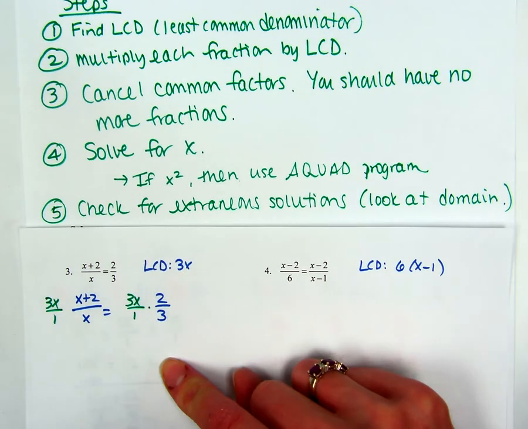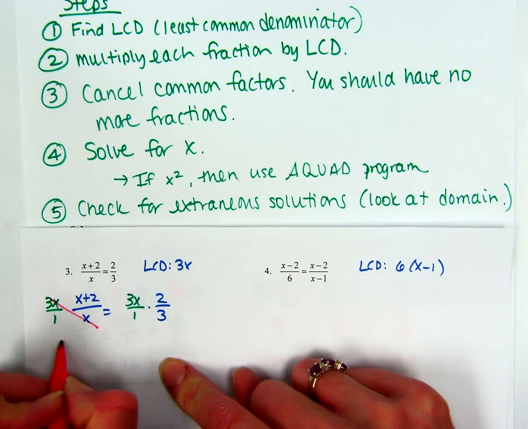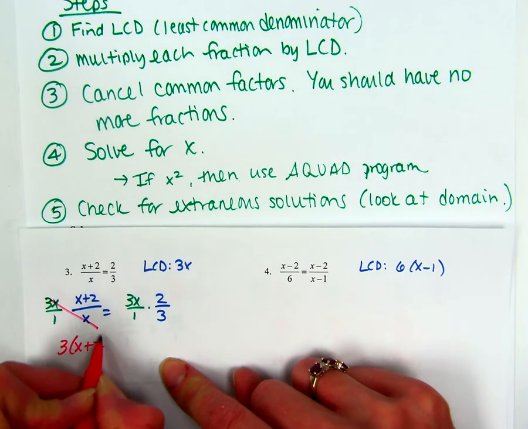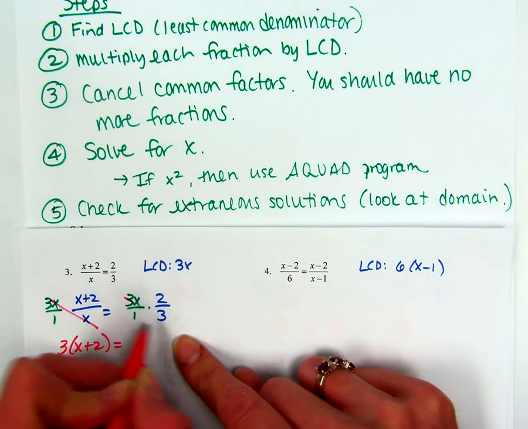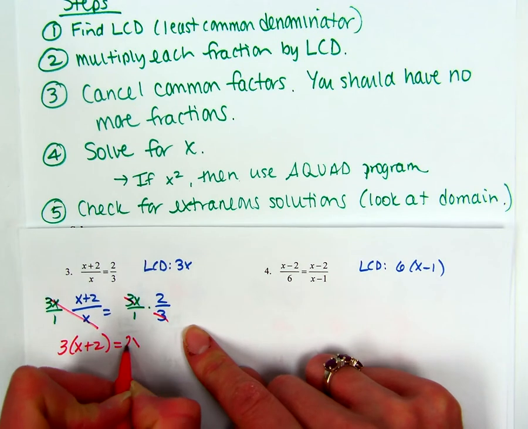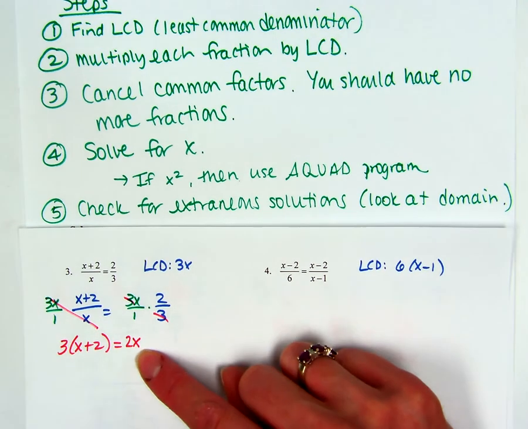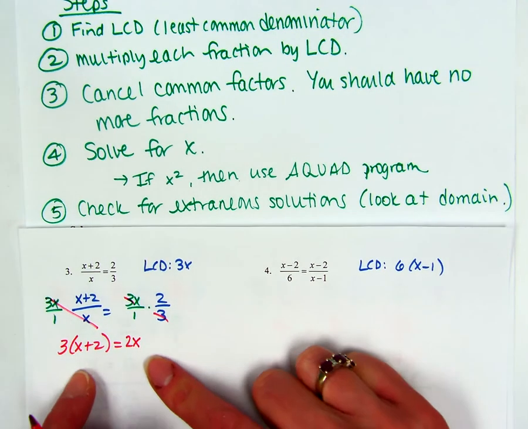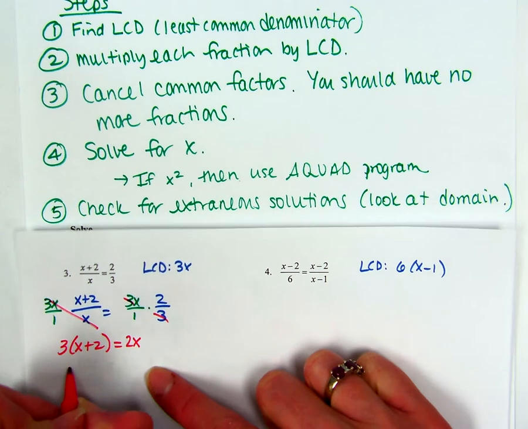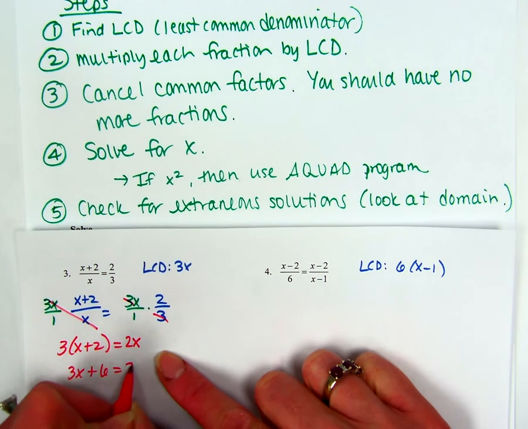All right, and then I'm going to look for common factors. Cancel out my x's. I'm left with 3 times the quantity x plus 2. Here I cancel out my 3's. I'm left with 2x over 1, which is just 2x. So now I'm going to solve for x. I'm just going to distribute: 3x plus 6 equals 2x.